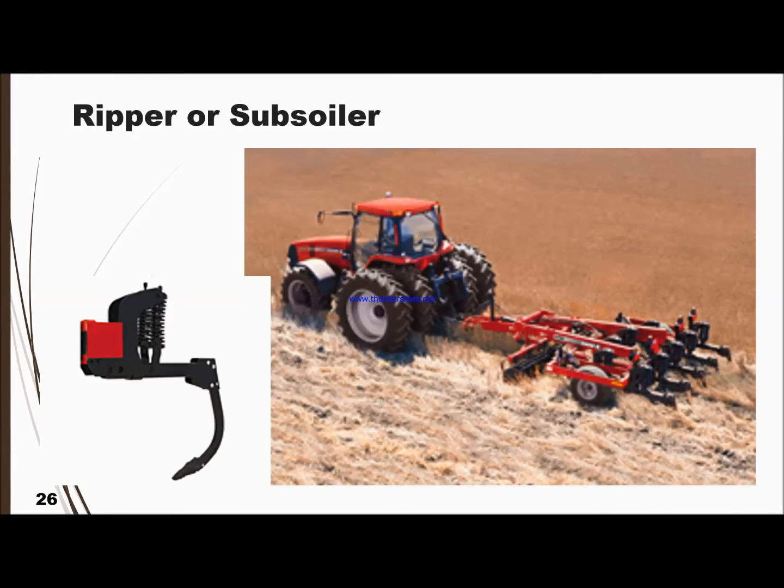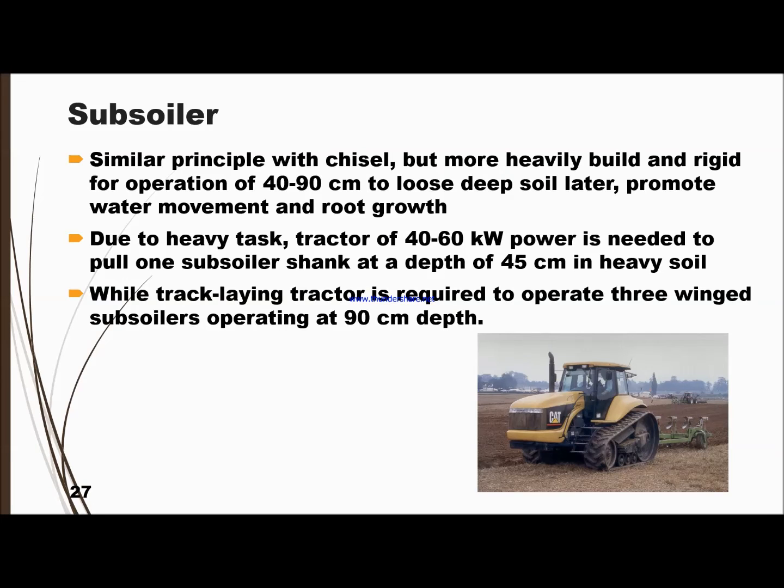Reaper or subsoiler is another example of the primary tillage application, similar to the principle with the chisel, but more heavily built and rigid for operation at 40 to 90 centimeters to loosen the deep soil layer. Sorry for the typo there. Which is to promote the movement of the water as well as root growth.